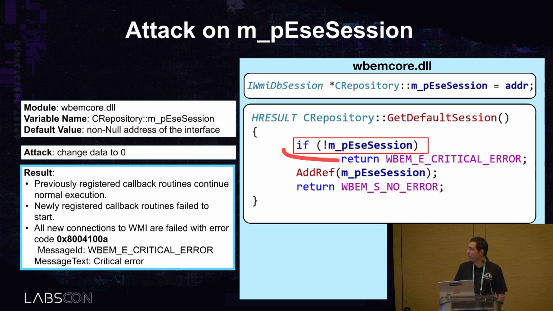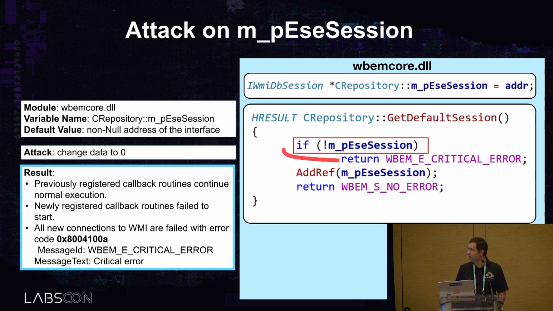Then when a new WMI connection comes in, we have this call stack, and at the end we have get default session. When get default session is called, that pointer is checked against null. If it's null, then a critical error is returned. If not, the ref count is increased on the pointer, and then no error is returned.